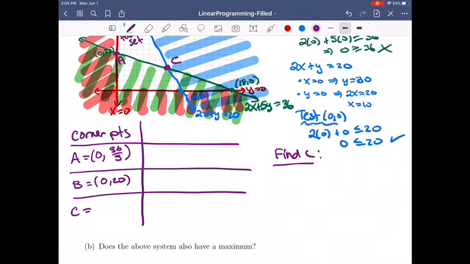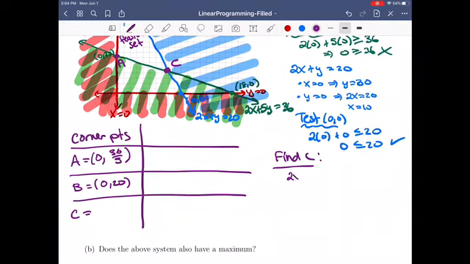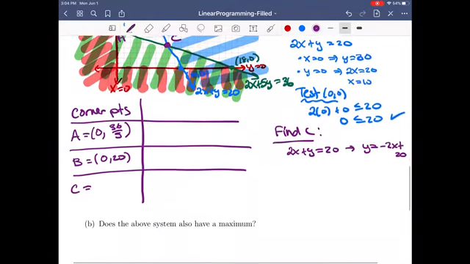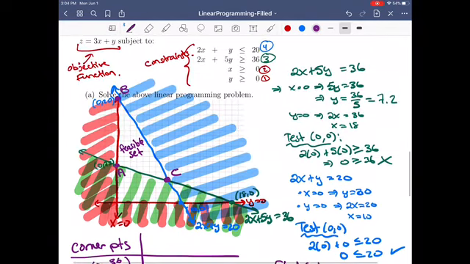So we want the intersection of the green and the blue. So I'm going to use the blue, 2x plus y equals 20. So that means y is negative 2x plus 20. So now I can plug that into the green one. So 2x plus 5 times negative 2x plus 20 should equal 36.